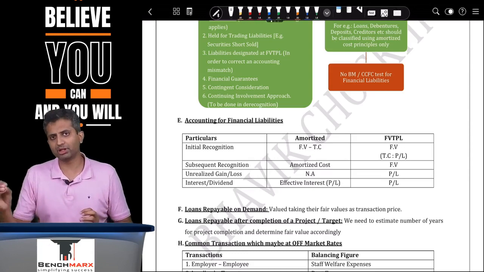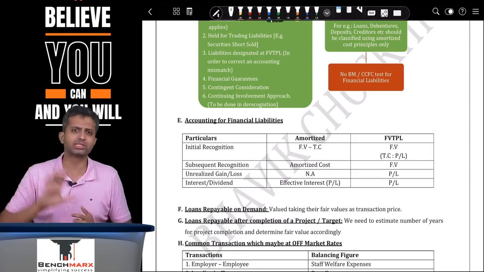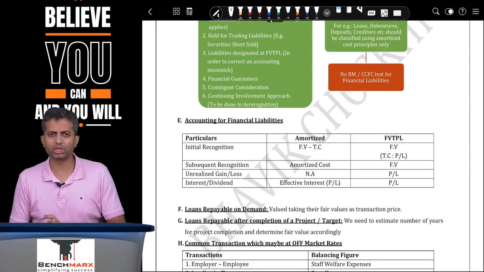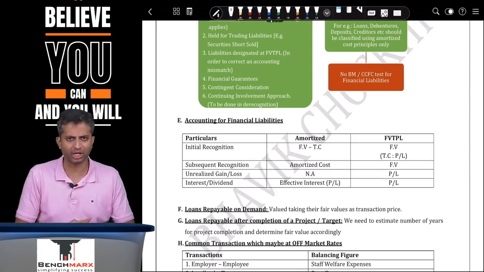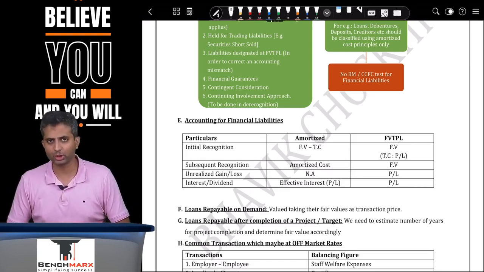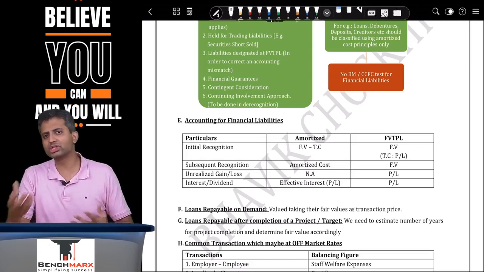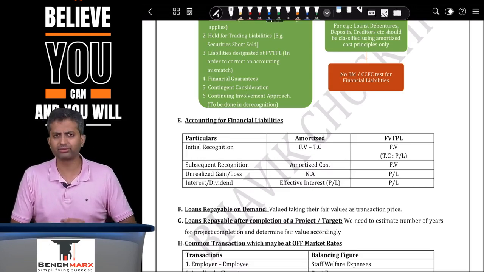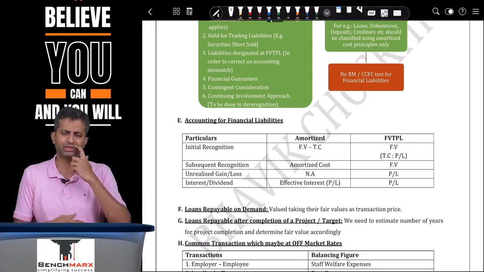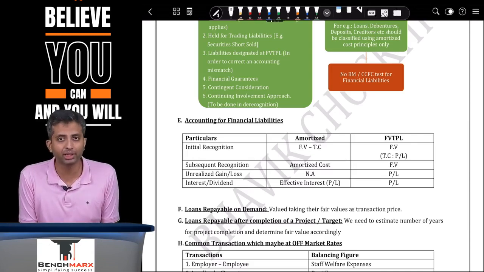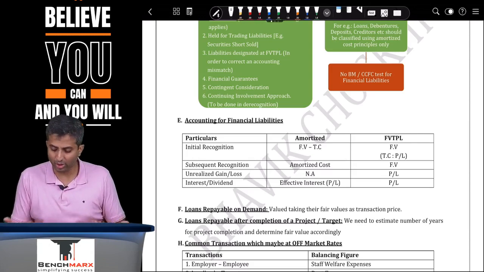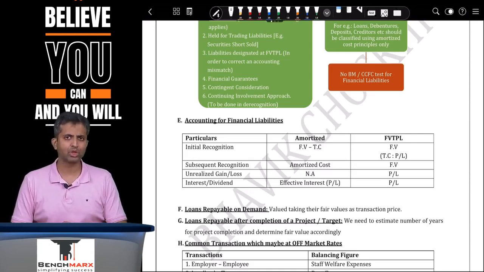If it is an FVTPL financial liability, then the transaction cost will still go to the profit and loss account. For subsequent recording in amortized cost, you will record it at amortized cost using the effective interest method. In FVTPL, you will show it at fair value. The amount that goes in the P&L will be the effective interest in case of amortized cost, and whatever is the coupon interest in case of FVTPL. And interest and dividend, if any, will be going to the profit and loss account directly.